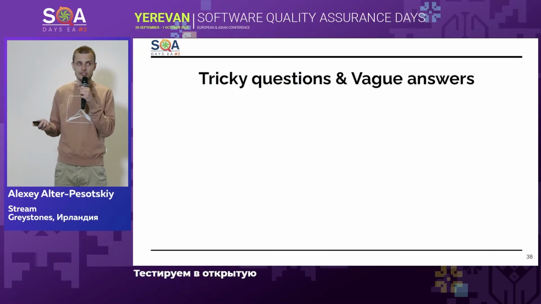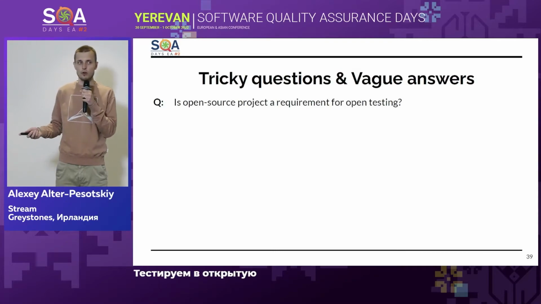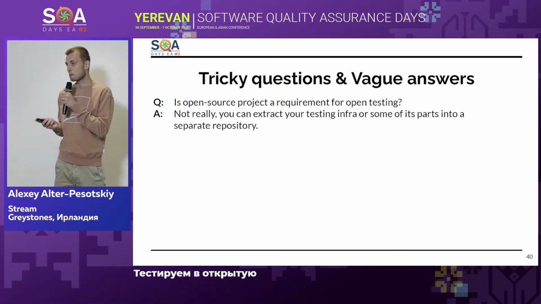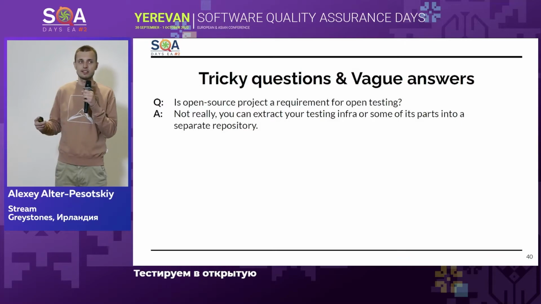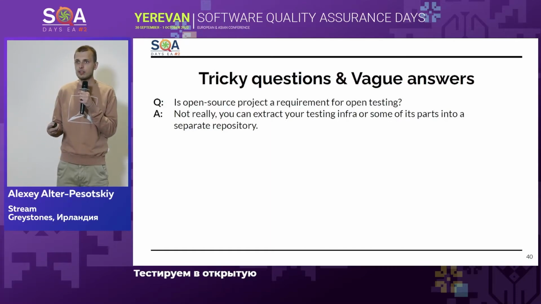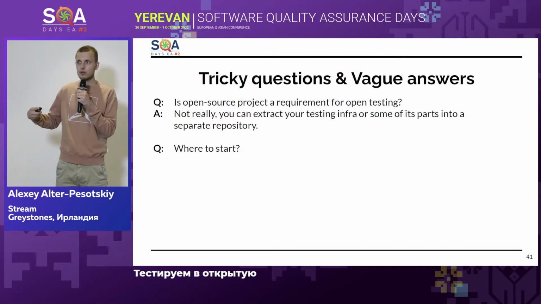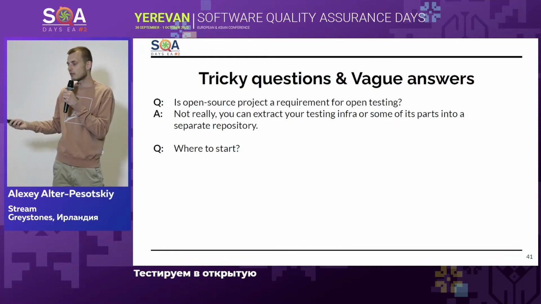Okay, now tricky questions and vague answers. This is just for me to not answer such questions in the end. Is an open source project a requirement for open testing? Not really. I mean, you can extract some or all of your testing infrastructure into a separate repo and open it. It can be super complicated from the beginning, and here we are coming to the next question: where to start if you don't know how to do that, or you just say, I can't do that, my project is not available for that. This is true for sure.